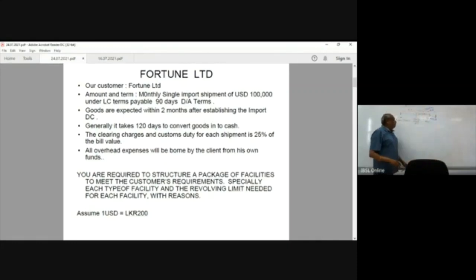Now, what should be the first facility? Facility number 1.